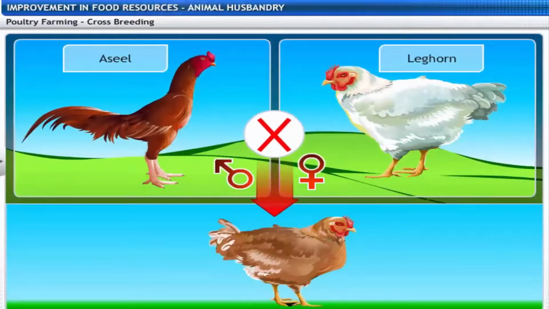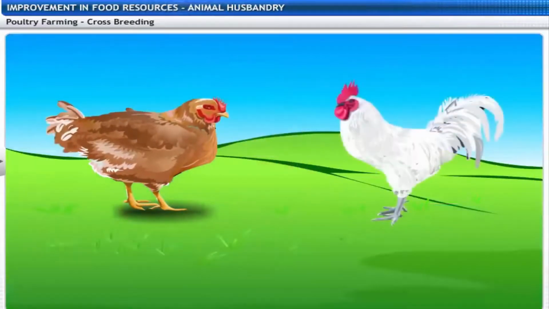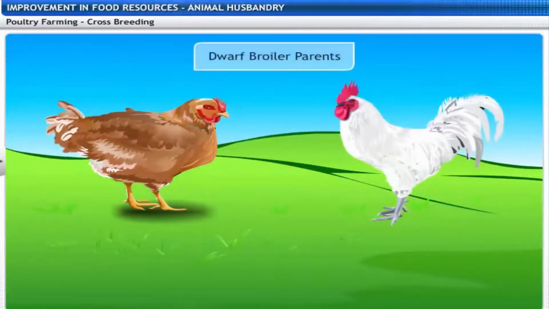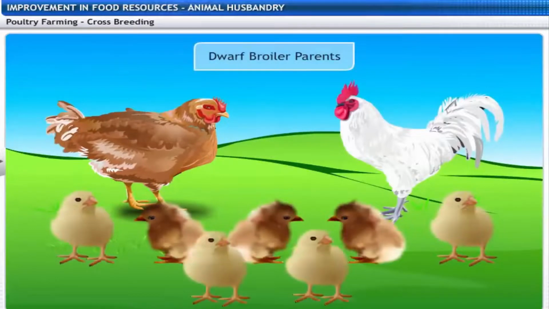So what could such desirable traits be? To give you an idea, crossbreeding is done to develop dwarf broiler parents for commercial chick production, which ensures that the birds are ready to be used as meat within a very short period of time.